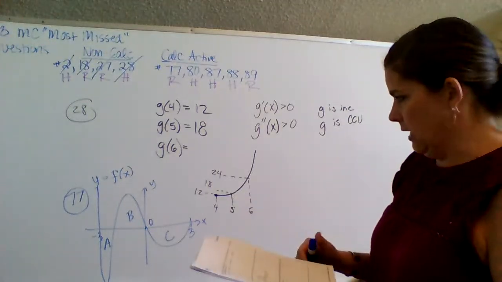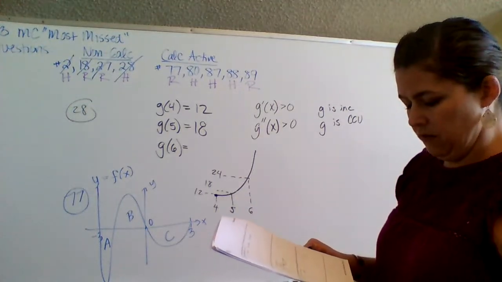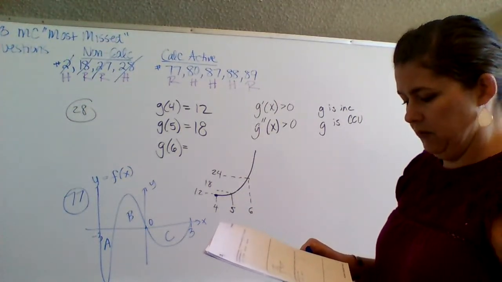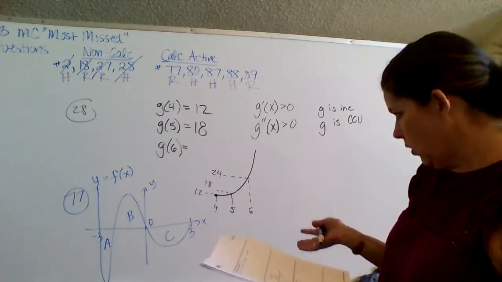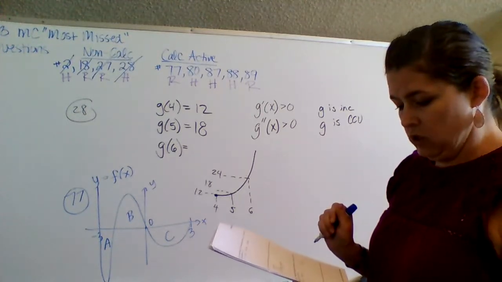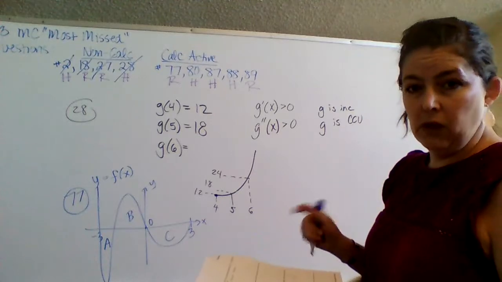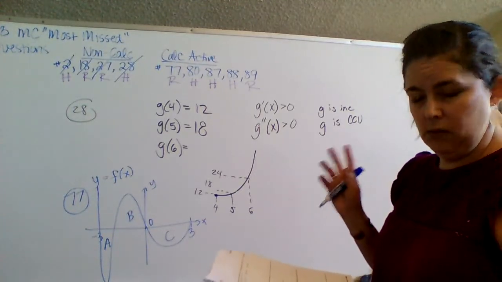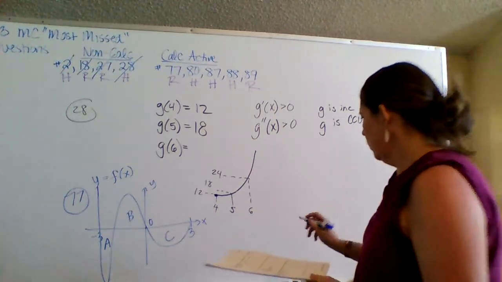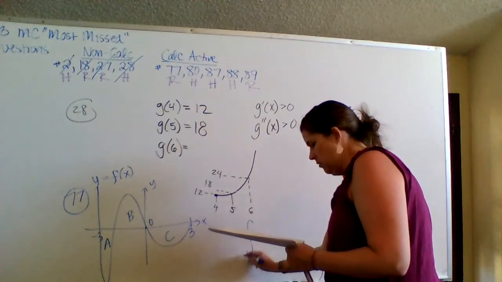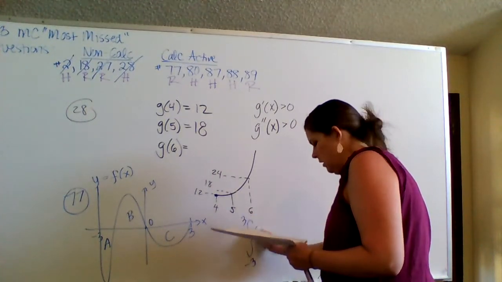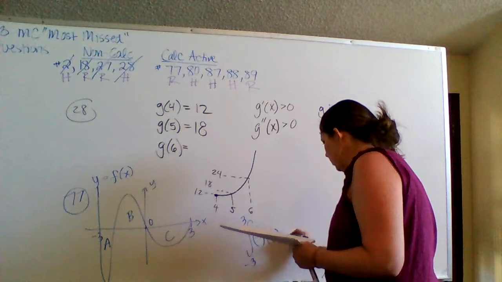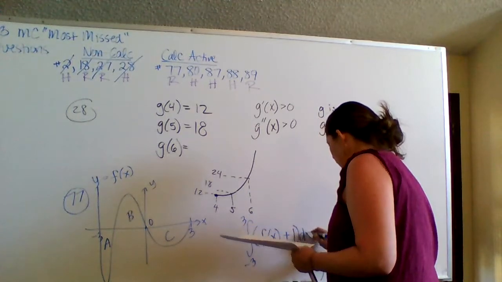It says the regions A, B, and C in the figure above are bounded by the graph of the function f and the x-axis. If the area of each region is 2, so we know each one of those areas that we accumulate would be 2, what is the value of the definite integral from -3 to 3 of f of x plus 1 with respect to x?